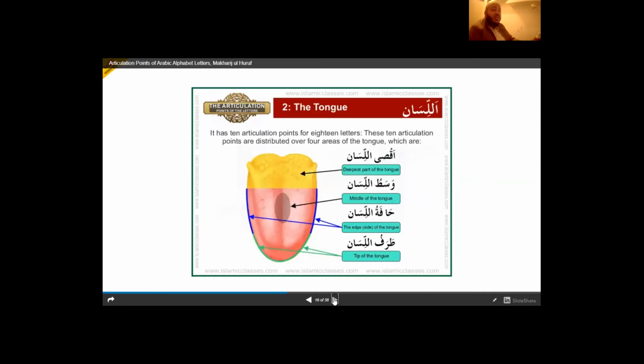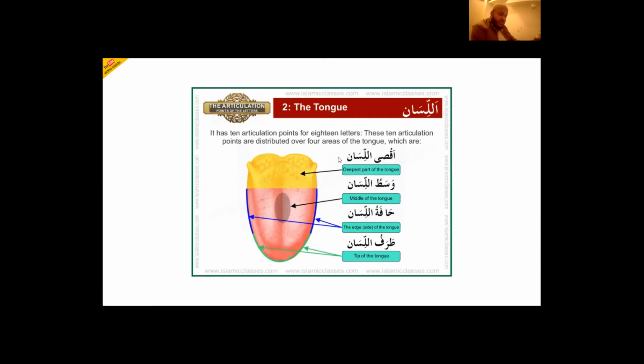Now we're going to move on to the tongue, inshallah. Al-lisan. The tongue has 4 articulating points, and from those we have 8 letters. Overall, we have 10 articulation points, and from these 10, we have 18 letters. And these 18 letters are distributed into 4 areas.